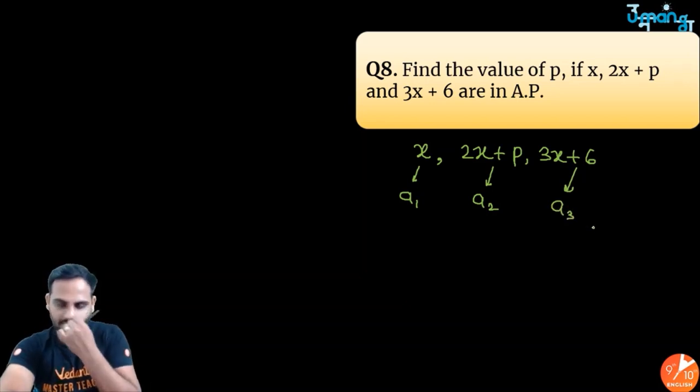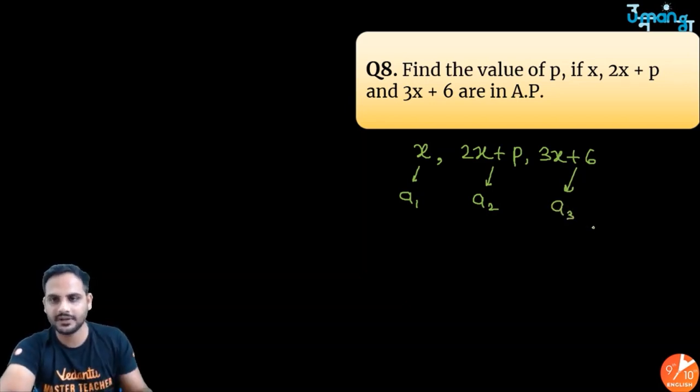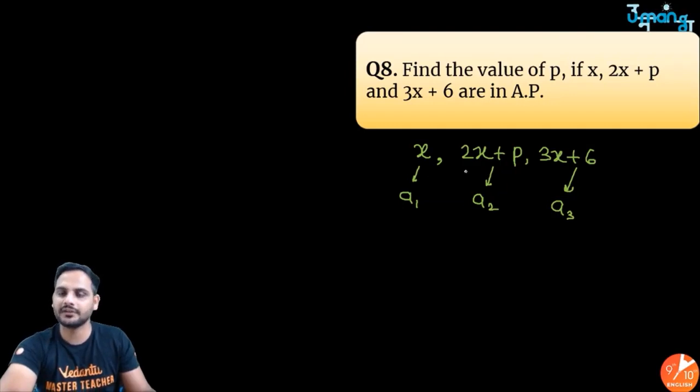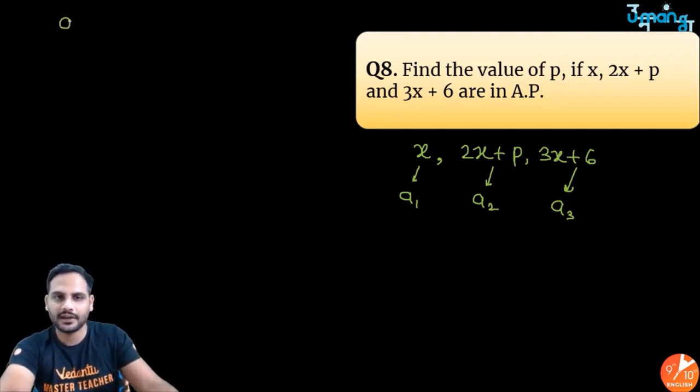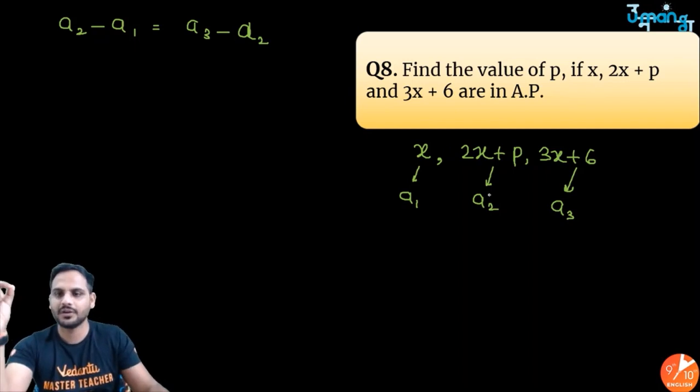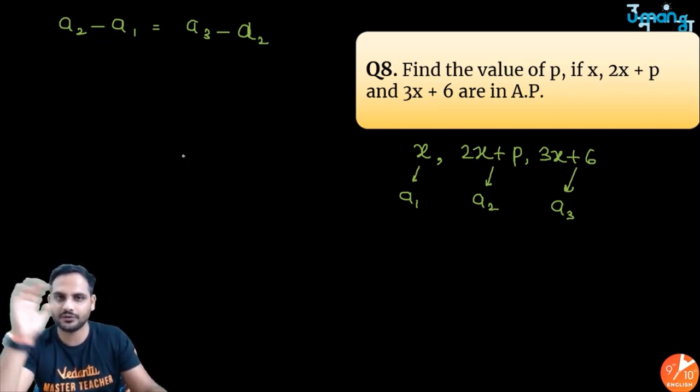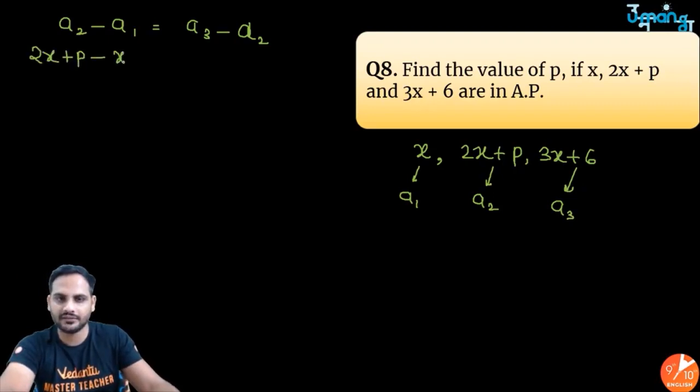Correct? First term, second term, third term, and since they are in AP, I know the difference between the consecutive terms will be equal. So I can say a2 minus a1 is equal to a3 minus a2, because both are representing the common difference. Common difference must be the same. So whatever is the difference of a2 minus a1, the same should be the difference of a3 minus a2. So a2 is 2x plus p minus a1, which is x, is equal to a3, which is 3x plus 6, minus a2, which is 2x plus p.